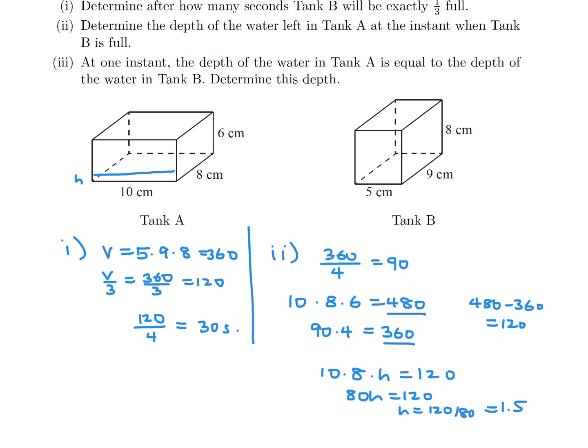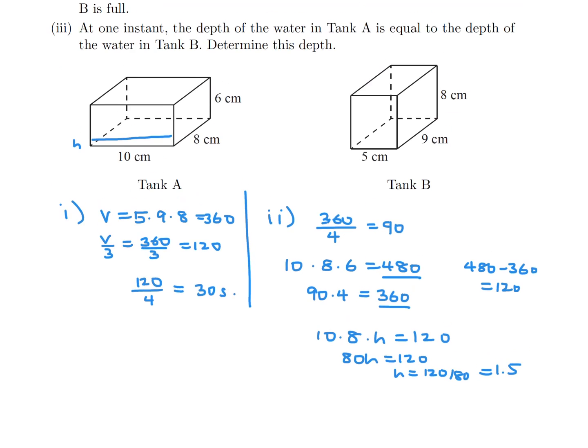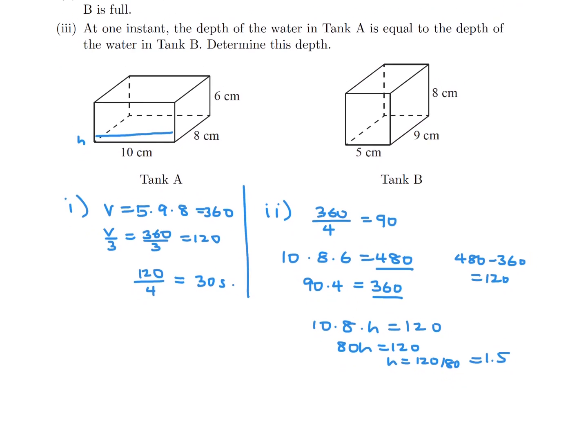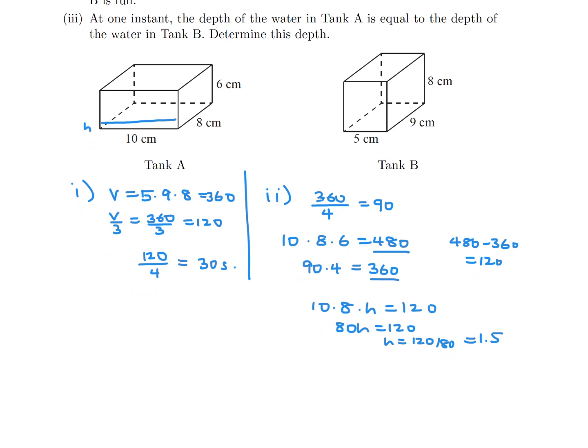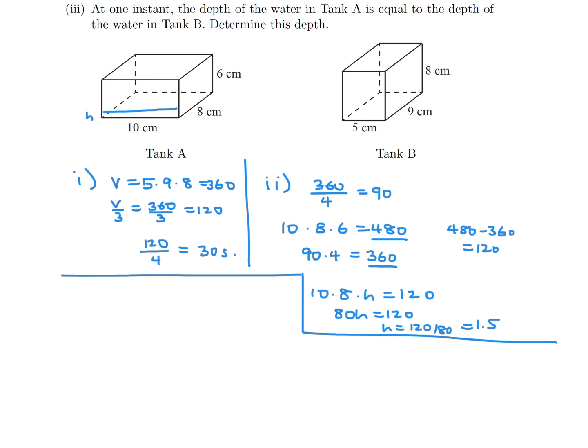And then part C, at one instant, the depth of water in Tank A is equal to the depth of water in Tank B. Determine this depth. All right, so let's think about this. So for Tank B, since it's filling, 5 times 9 times the height, because it's filling, so it's going up, so I'm not sure what the height is. And that is basically the volume at some point.